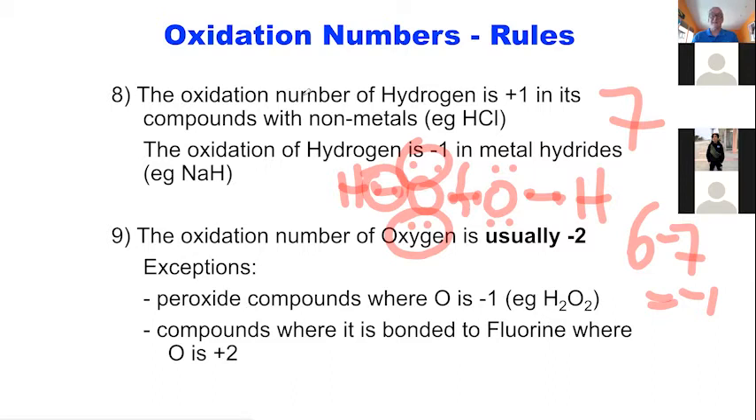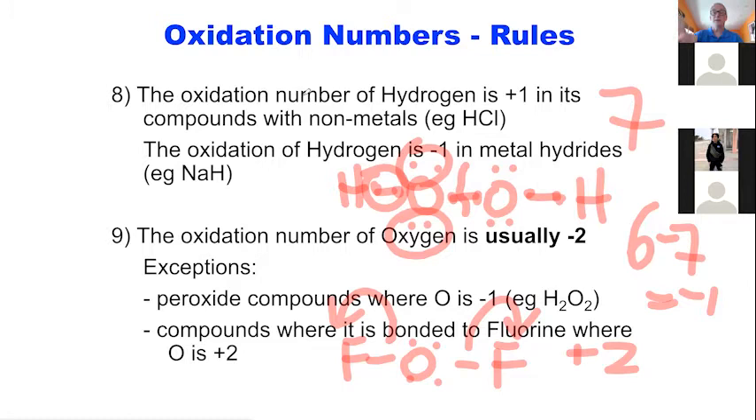The only other time it isn't -2 is, like I said, when it's bound to fluorine. So if we have oxygen difluoride, then you can see that both of the pairs of electrons shared with fluorine go to the fluorine. These go to that fluorine, these go to that fluorine, and that oxygen is now only left with 4 electrons. So now, instead of 6, it's only got 4, and so its oxidation number is +2. That's the only time oxygen is positive. All the rest of the time it's negative, because it's so electronegative.